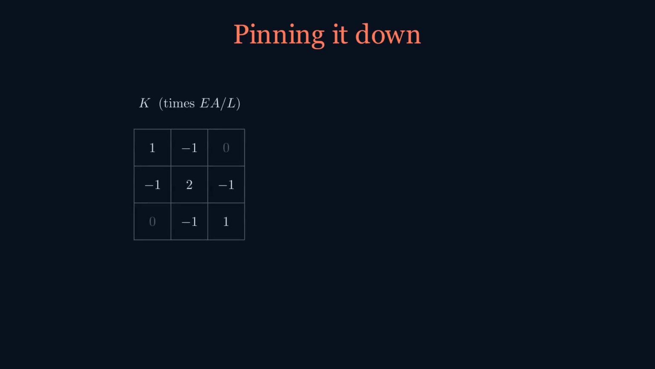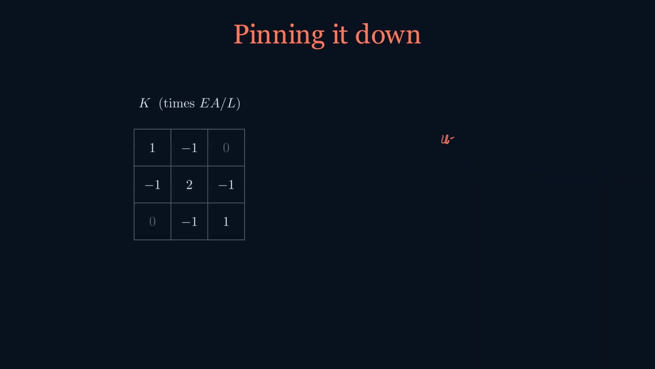Here's our assembled global matrix. But if we try to solve it right now, it fails. The math says the matrix is singular, it has no unique solution. The reason is physical. Nothing is holding the bar in place. Push it, and the whole thing just drifts off into space, infinitely many answers, because it was never anchored.